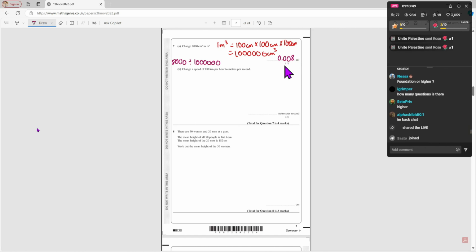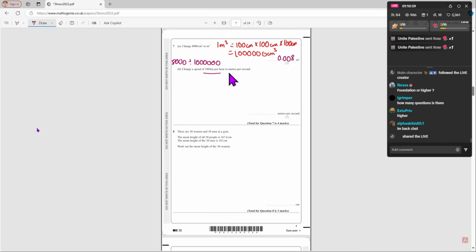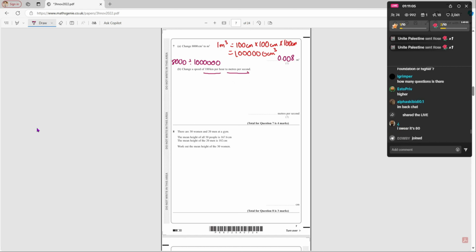So now, once we have done that, it says change a speed of 180 kilometers per hour to meters per second. So I'm going to write it down. We're going to convert 180 kilometers into meters. We know that 180 kilometers is 180,000 meters per hour, okay?